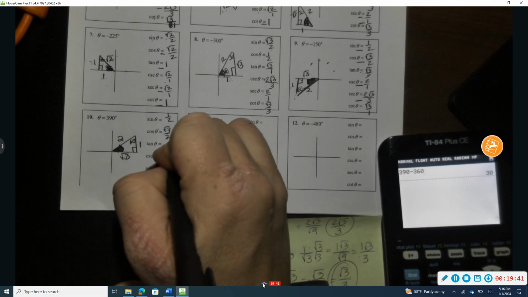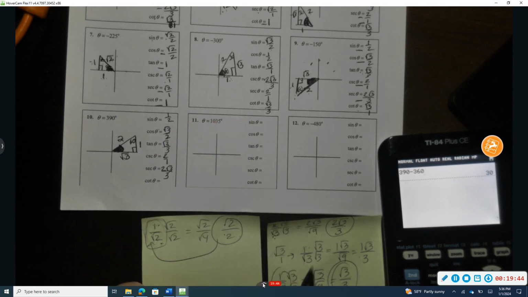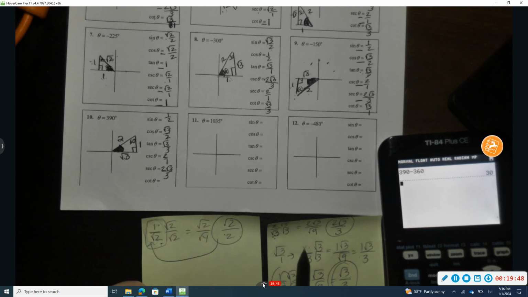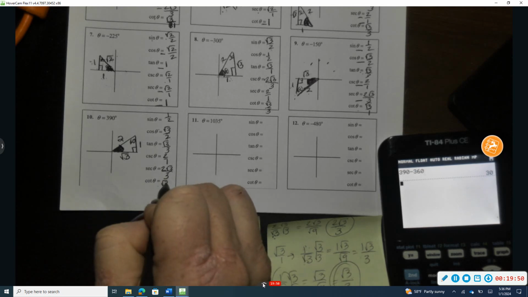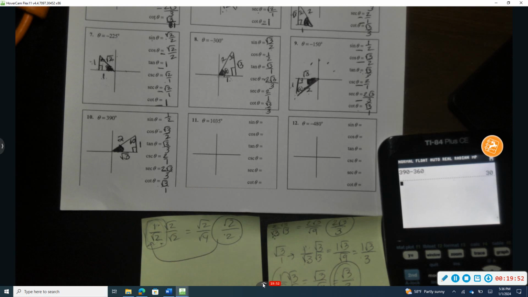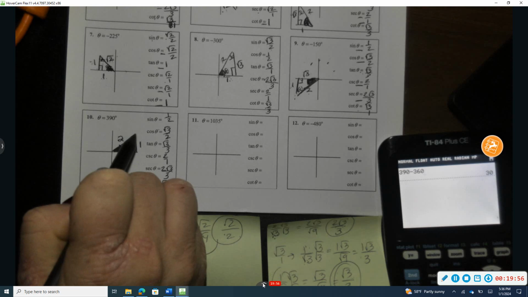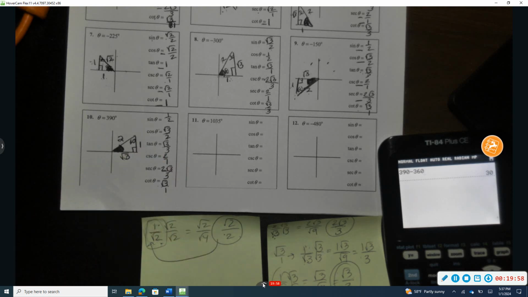In proper form, it's radical 3 over 3. Again, 1 over radical 3 was here, so when I take the reciprocal of 1 over radical 3, I get radical 3 over 1, or simply radical 3. This lands in quadrant number 1, and so everything is positive.